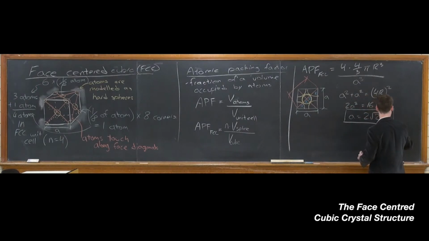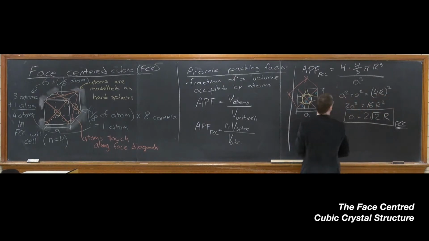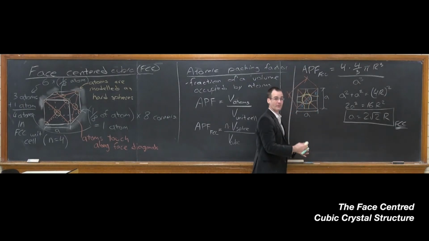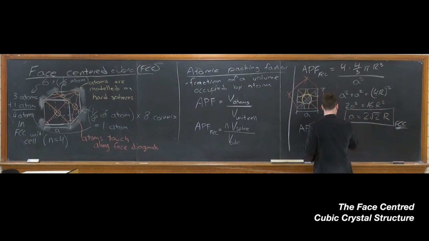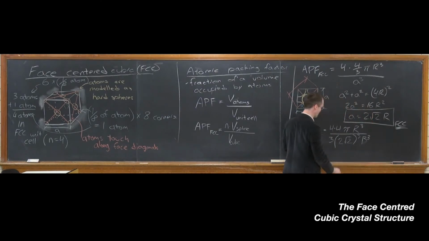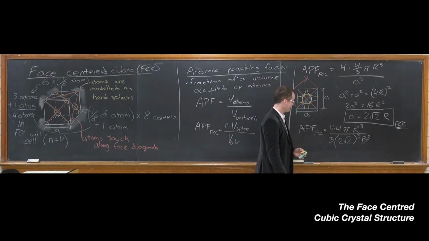And I'll put a little box around that because that's an important equation to remember. And that's the relationship between A and R for FCC. So then if I take this result for A in terms of R and substitute back into our atomic packing fraction calculation, we'll be able to cancel out those irritating R's and A's. Oops. All right, so if I didn't make any mistakes, this should be where we are now.